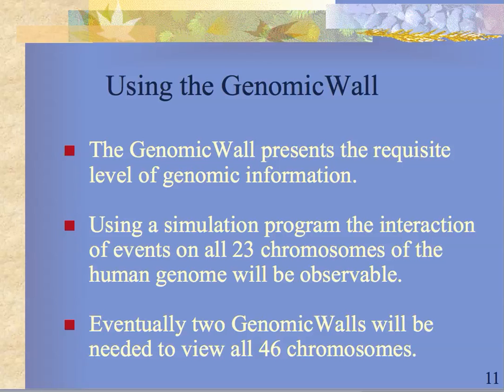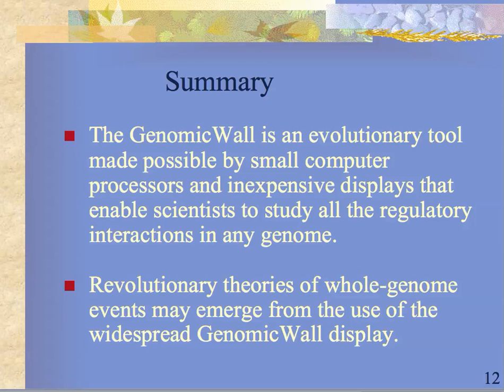The genomic wall presents the requisite level of genomic information because you have these 25 displays. And a simulation program that would run on yet another computer, let's say, would have the data for all of the 23 chromosomes, and you'd be able to let this simulation run and then watch the behavior of the simulation on the 25 displays. Of course, when you go to a diploid genome and its simulation, you might want to have two genomic walls with 46 or 50 displays. I mean, this is something we haven't seen yet.